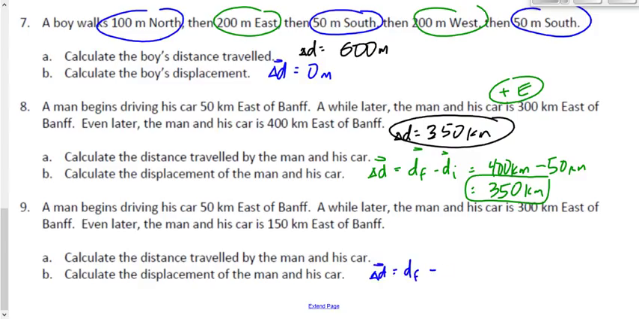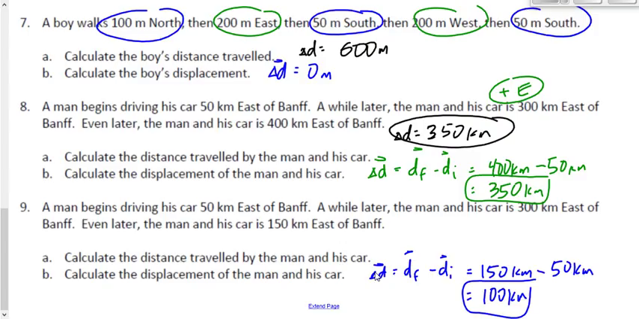That's okay. We don't really care where we went in between the initial and final in order to get displacement. All we care about there is what my initial and my final is. My final is 150 kilometers east of Banff. My initial is 50 kilometers east of Banff. So my displacement is simply 100 kilometers, or positive 100 means 100 to the east of Banff. I end up 100 kilometers east of where I started. Now, the distance is a little bit tougher here. Because we change direction, the distance is not the same as the displacement. So it's not 100.